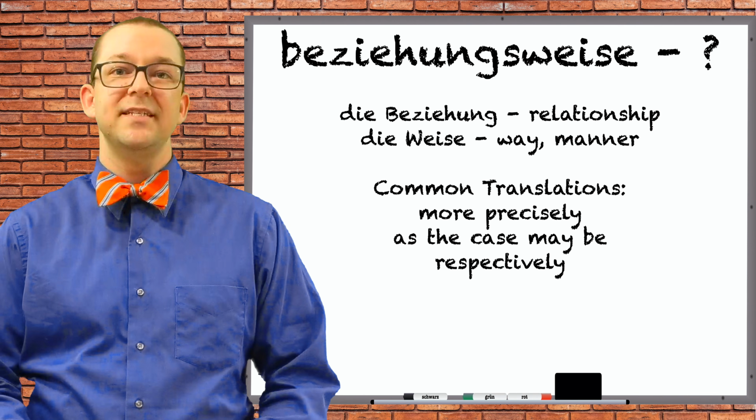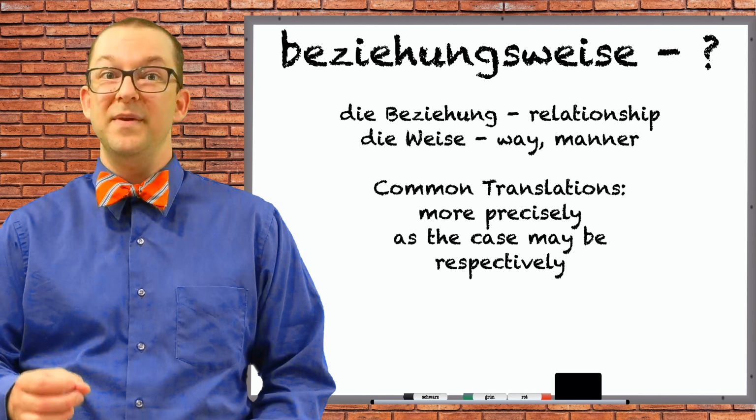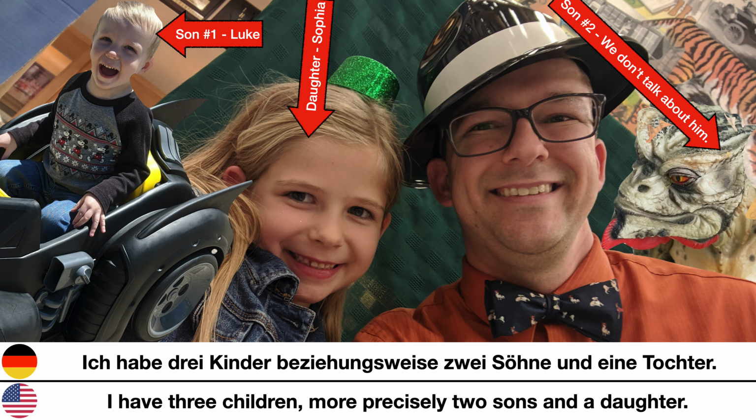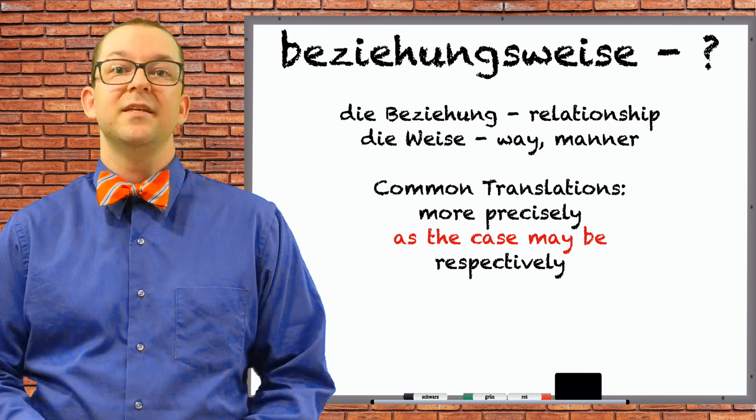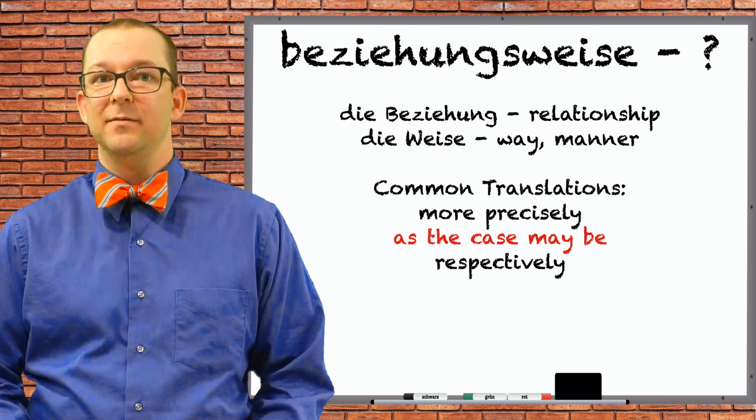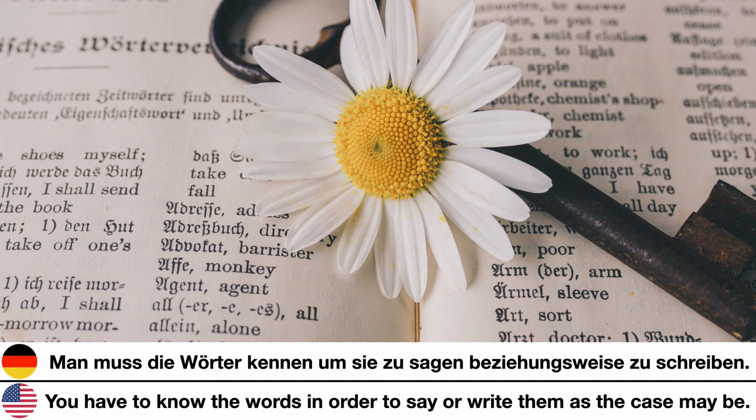You will often see beziehungsweise abbreviated as BZW. Ich habe 3 Kinder, beziehungsweise 2 Söhne und eine Tochter. I have 3 children, more precisely, 2 sons and a daughter. You can also use beziehungsweise to mean something like as the case may be. Man muss die Wörter kennen, sie zu sagen beziehungsweise zu schreiben. You have to know the words in order to say them or to write them, as the case may be.